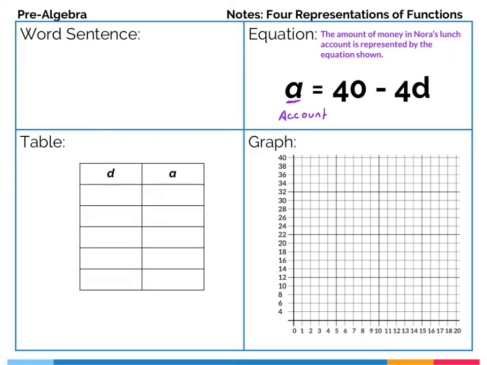So that's going to stand for A, and D is going to stand for the number of days, because every day that Nora buys lunch, that amount is going to go down, and that's why we've got a subtraction symbol there to show us that every day she buys lunch, the account is going to lose a little bit of money, and that amount of money is $4 per day.